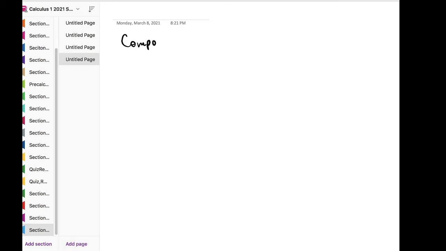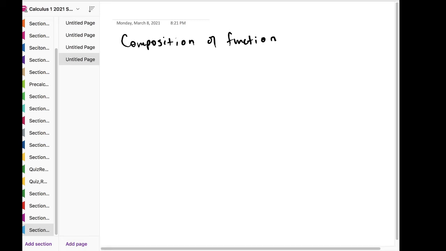Can someone give me an intuitive idea what a composition is? What does it mean to take a composition of a function? What is f? Yeah, what does that mean, f composed of g, intuitively? There's two ways to interpret this.